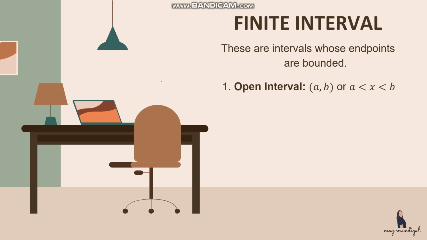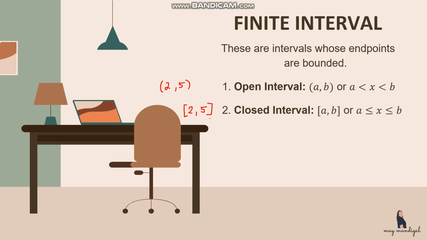An example of this will be (2, 5). That means we will be considering the values of x from 2 to 5, but the boundaries are not included, or 2 and 5 are not included. We also have the closed interval. In this case, the boundaries are included, so they're part of our values of x to consider. So x is greater than or equal to A, but less than or equal to B. For example, let's use 2, 5 again, but this time, 2 and 5 are both included. So the boundaries are included for a closed interval.